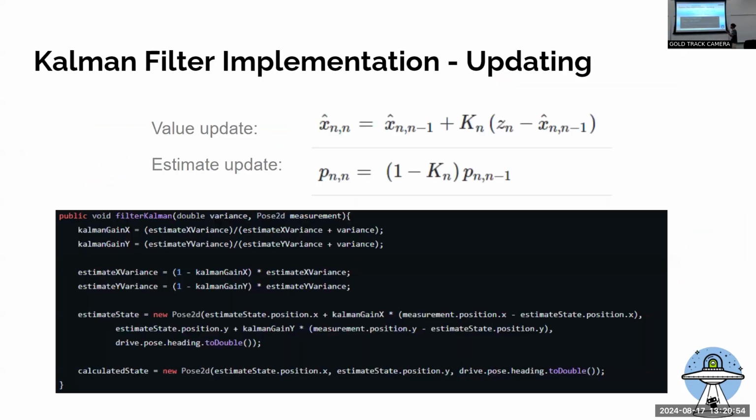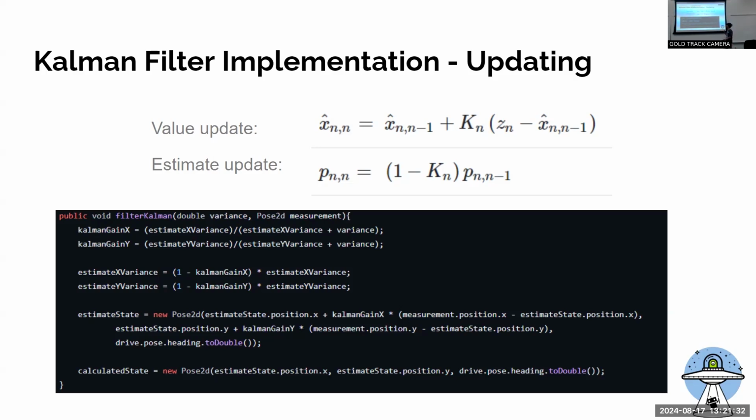So here are the 2 equations that we're going to use for the Kalman filter. The first one is the value update, where you update your pose in this example. As you can see in this equation, we're using the Kalman gain, denoted as K, the measurement, denoted as Z, and the value from the last loop, denoted as x n,n-1. So basically, this updates your localization.